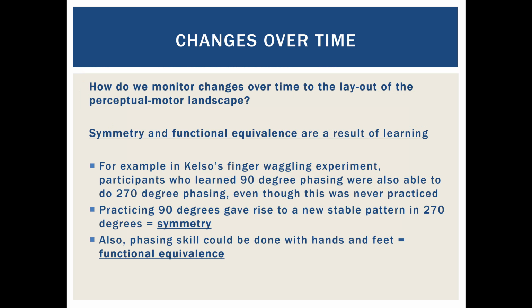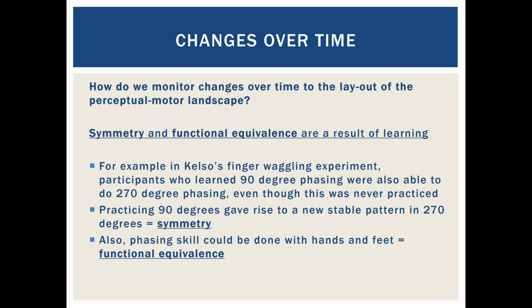To understand how you can visually witness skill acquisition when you use the constraints-led approach, we have to explain two concepts. One is symmetry, and one is functional equivalence. So remember the finger wagging experiment we talked about this year? We did it last year. Well, what Kelso, that researcher, saw was that not only were those participants able to do the 90-degree phasing, but without practicing, they were also able to do a 270-degree phasing. So they basically acquired a skill that they never practiced before.